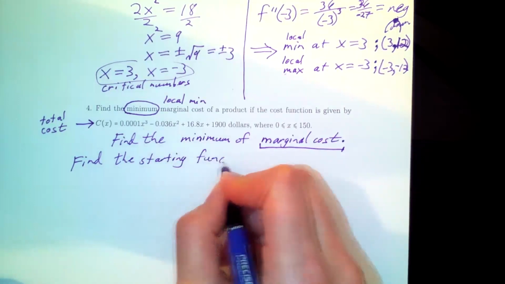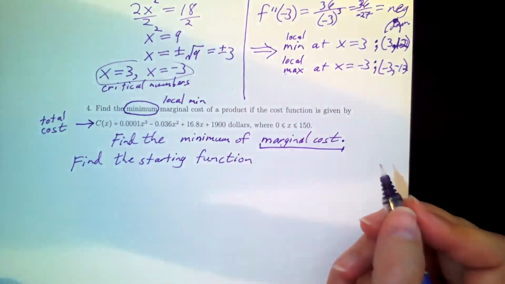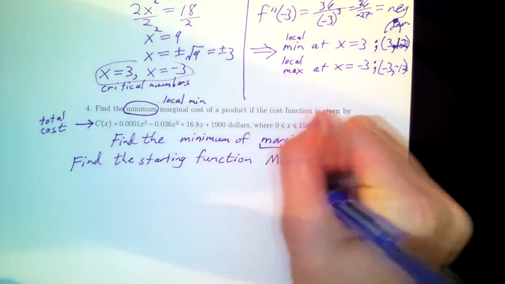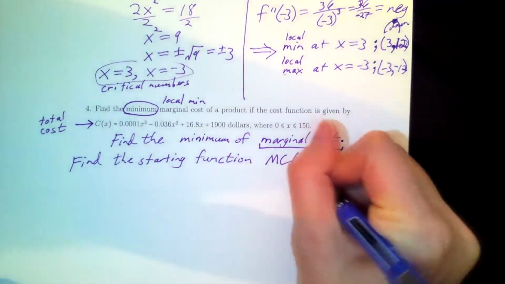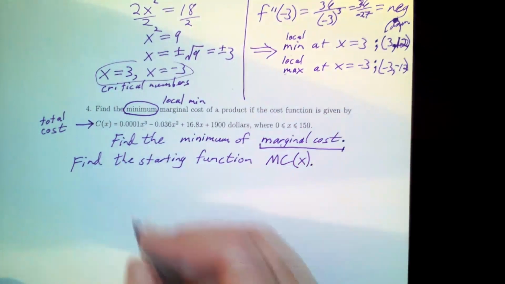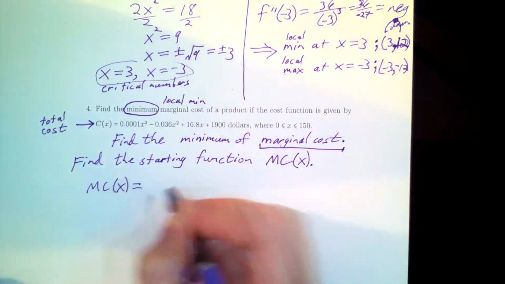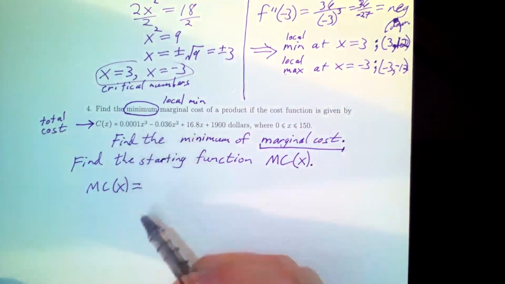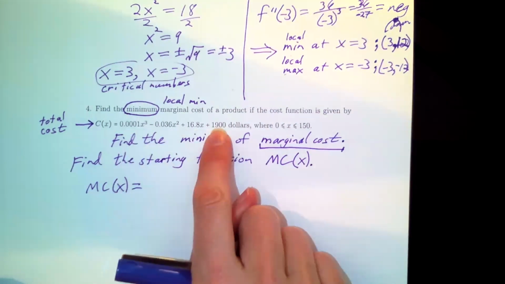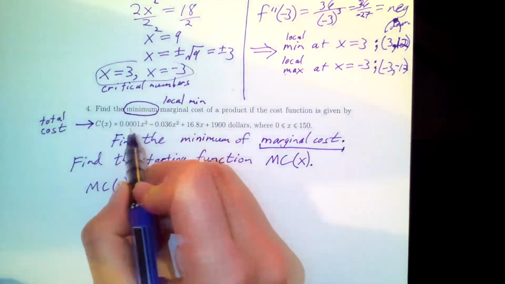And just for the sake of distinguishing it from the cost function, let's call it MC, marginal cost. This is the function I'm trying to find now, marginal cost. So if I'm going to find this marginal cost function, how do you get marginal cost? You get marginal cost by taking the derivative of total cost. So once I take the derivative of that, I'm going to have my starting function. So let's take the derivative.